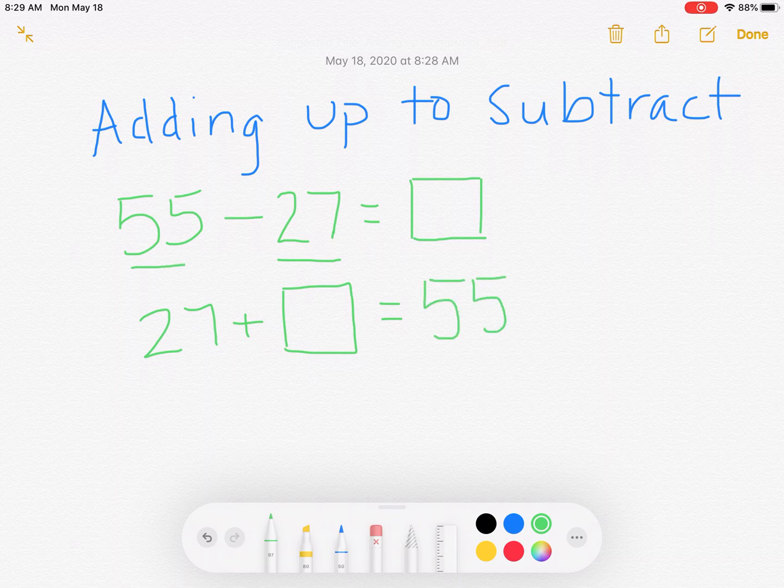Now we have a different kind of problem. You have an addition problem where you're finding the change that's unknown. This means that you could use your handy dandy number line and make some leaps and steps to find the answer. You'd start at 27. You know that you're trying to make it to 55.